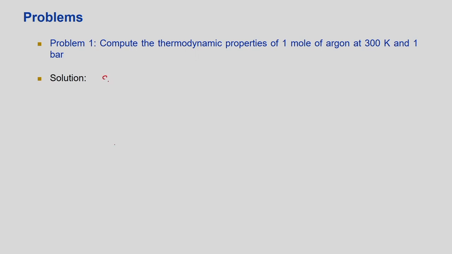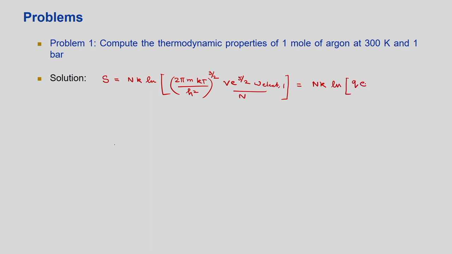So now entropy, I write down entropy here. What is entropy? As I told you, it will be Nk ln of (2 pi m kT by h square) to the power of 3 by 2 into V e to the power of 5 by 2, then omega. I'm just writing it because the electronic degeneracy is anyway unity. So if you do that, you will get simply Nk ln of Q e to the power of 5 by 2 by N. Q you know already, so you can substitute the value of Q from the previous slide, calculate e to the power of 5 by 2, and N you know is Avogadro's number. If you substitute all the values, you will get S equal to 155.01 joules per mole per Kelvin.